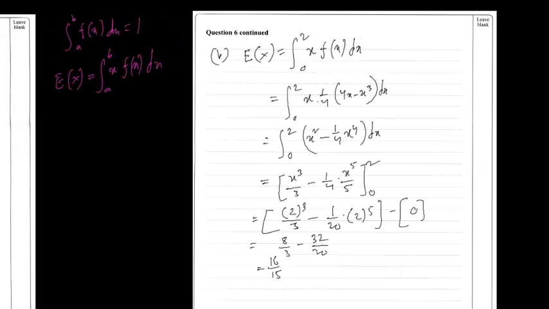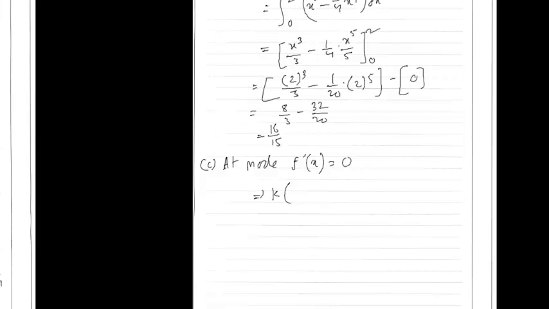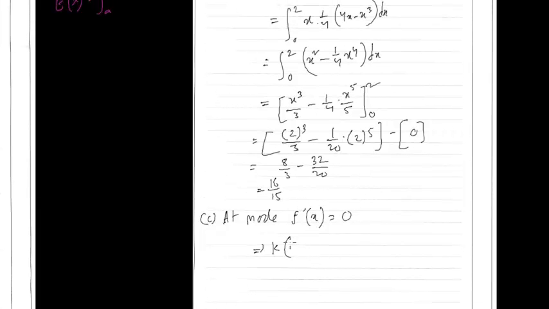So the rule for the mode would be: at mode, f prime x equals 0. So the derivative is going to be k, and constant is constant, 4x is going to be 4, and x cubed is going to be 3x squared, equals 0. That's the derivative. You can keep the constant outside the bracket. If you send the k to the other side, it becomes 0. We don't have to put the value of 1 by 4 because it becomes 0 anyway.